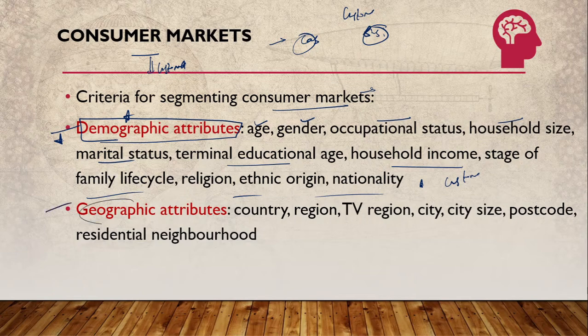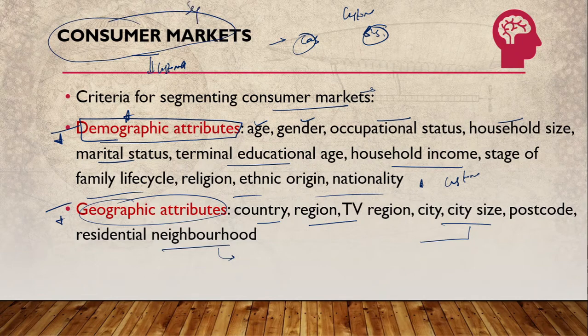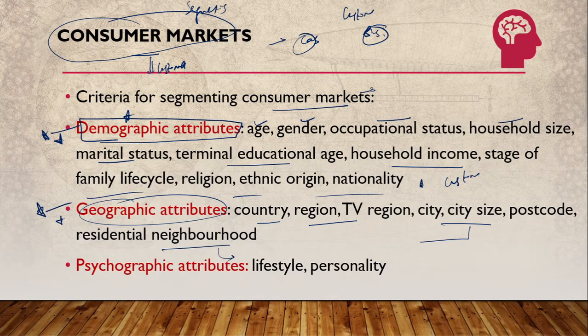Coming to the geographic attributes: in which country or region you are trying to sell, what the city size is, and what the neighboring countries are. So these are the geographic attributes. Whenever you are trying to identify a consumer market for segmenting, you need to concentrate on the demographic and the geographic attributes. And then the third is the psychographic attributes. This is also very key: what is the lifestyle of the customers and what is the personality type of the customer. So this is also important.